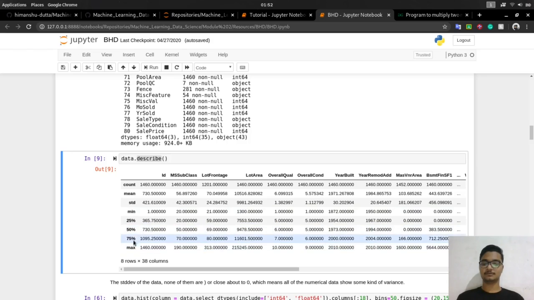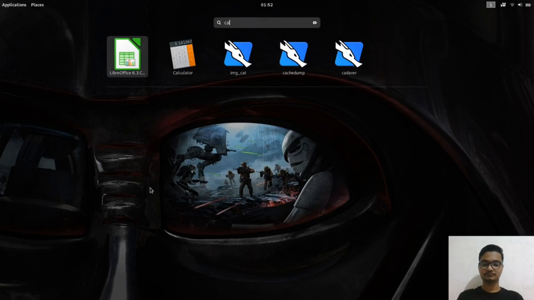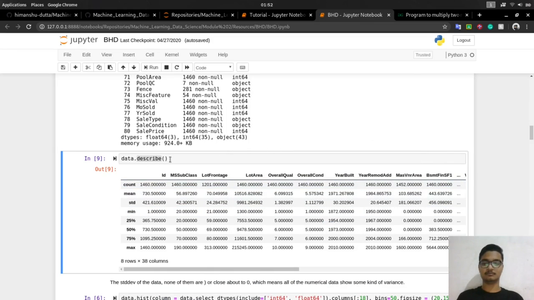So 25%, 50%, and 75%. These three are known as percentiles. What it means is how many values in that particular column fall below the 25% value of that column. For example, if 1460 is the total, what would be the 25% of 1460? 0.25 of 1460 is 365, right? So it means the number of values that will lie below 365.